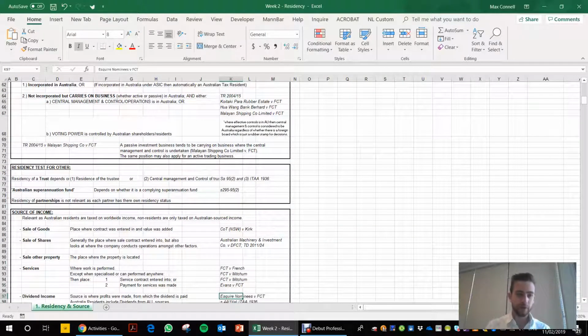Okay, so just quickly going over some other tests for different other entities. So for example, trusts. So trusts kind of follows a very similar structure. So you can see here, part 1, who's the trustee? Are they a resident?